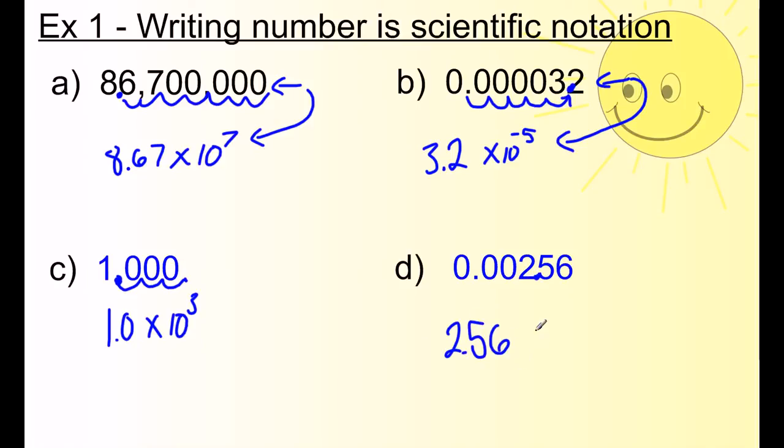So 2.56 times 10, it's always times 10 to some power. So let's see. 1, 2, 3. But because I started with a very small number, my exponent is going to be small, negative. In letter C, I started with a big number, so my exponent is a big number, positive.